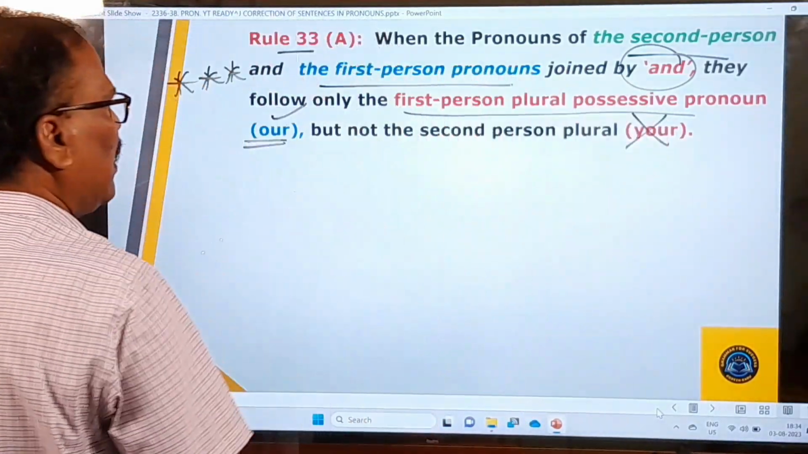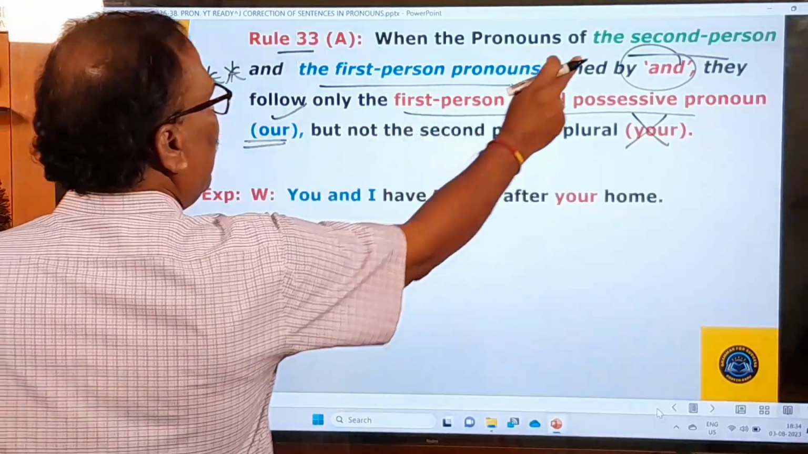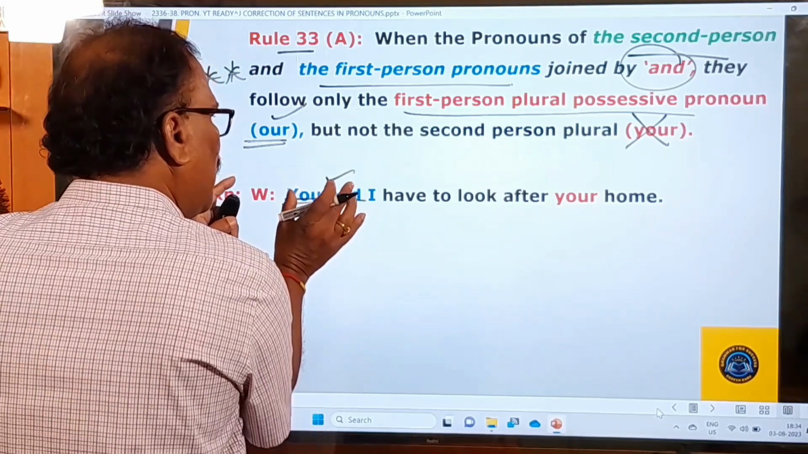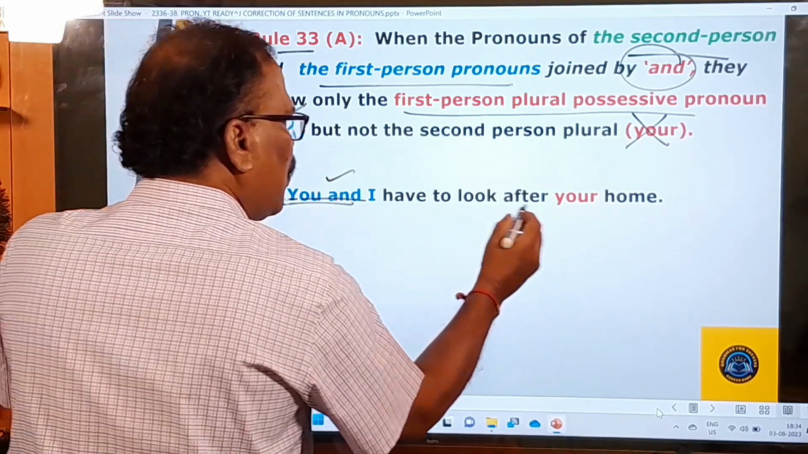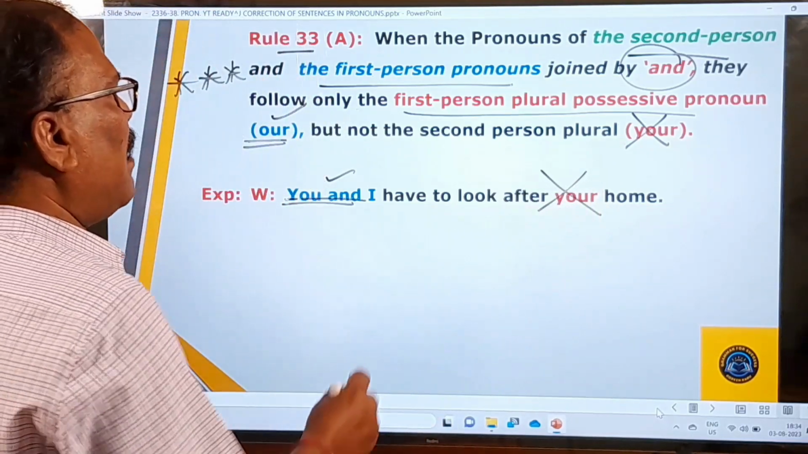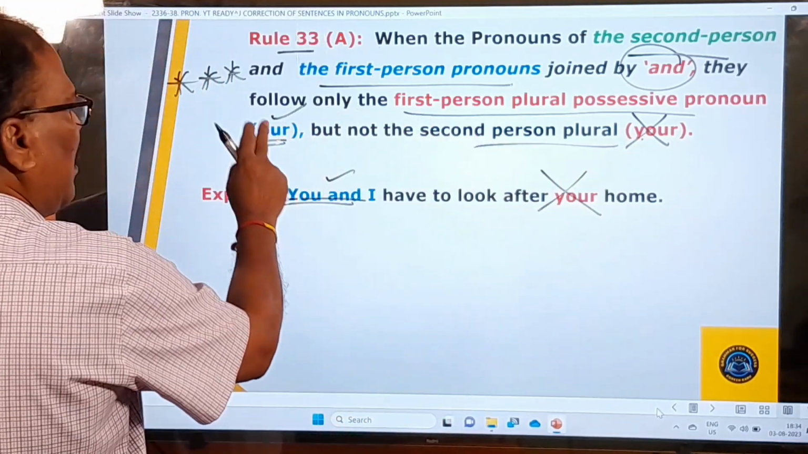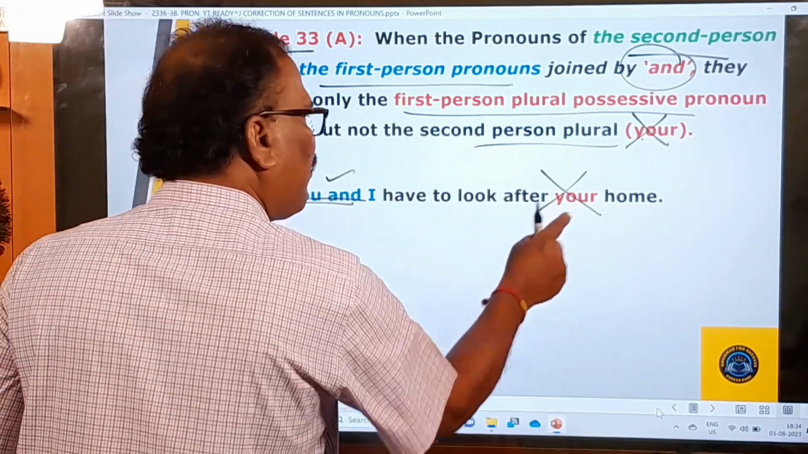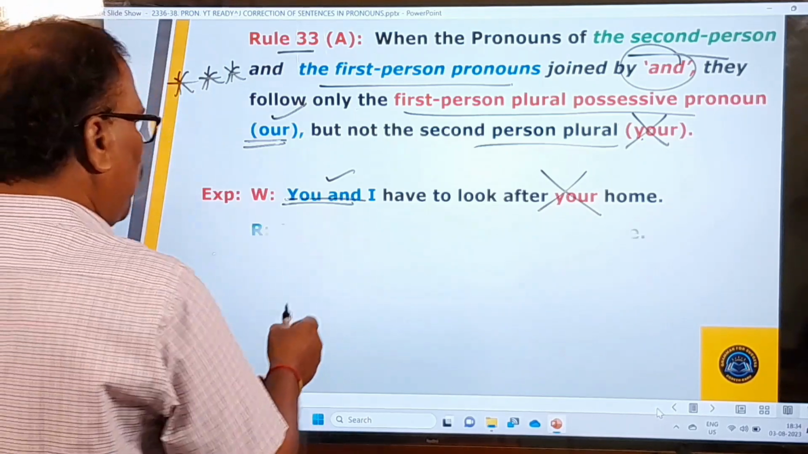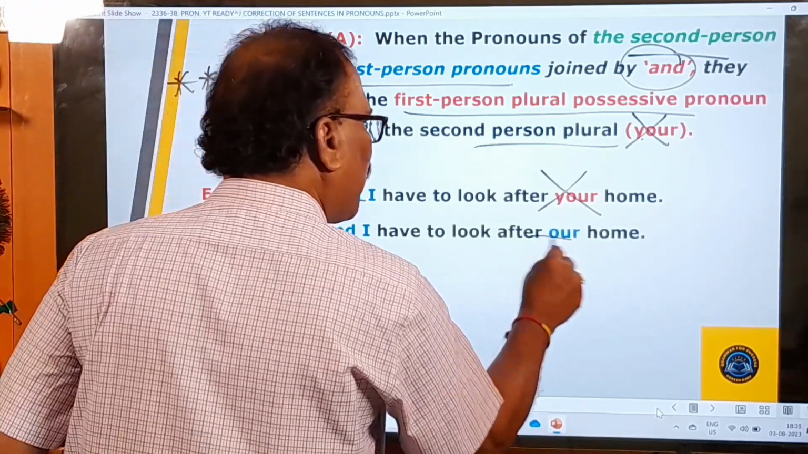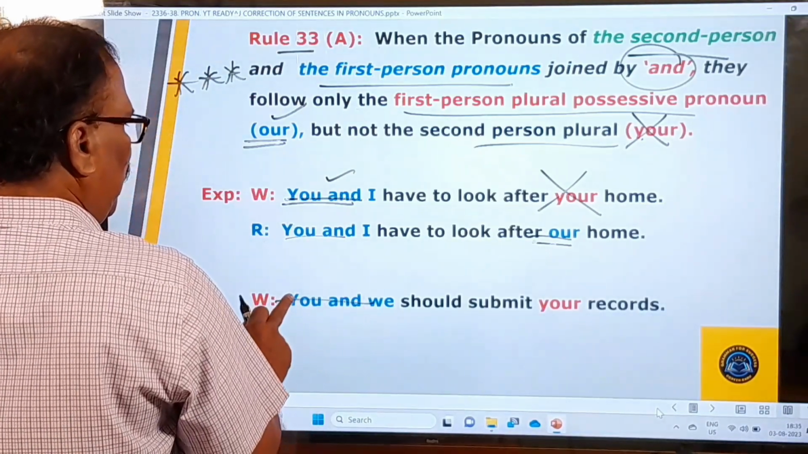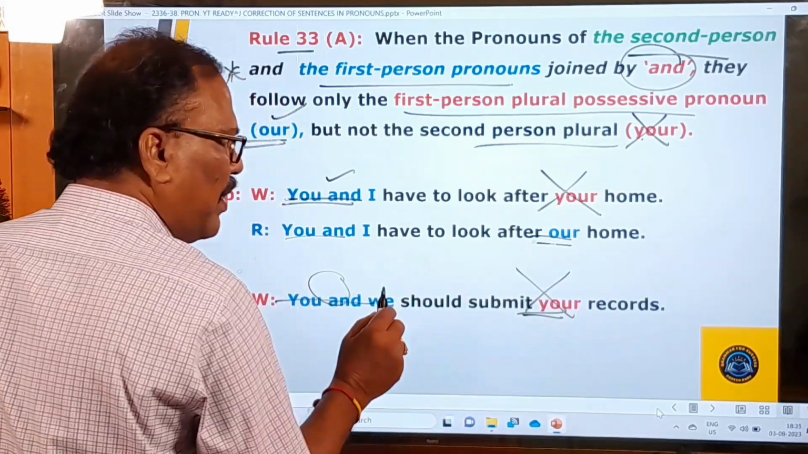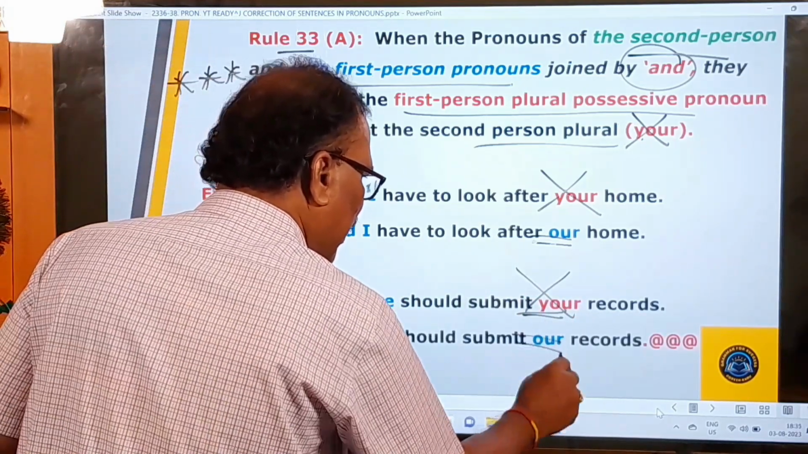Let us see that. Here second person and first person pronouns are joined by and. Whenever these two persons are joined by and, your should not be used. Second person plural should not be used here, but only the first person plural possessive pronoun. You and I have to look after your home, not like that. You have to say, you and I have to look after our home. So you and we, second person and first person, right? But here your is used. Never followed by your, but always followed by our.